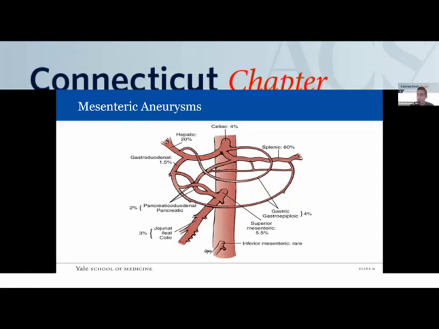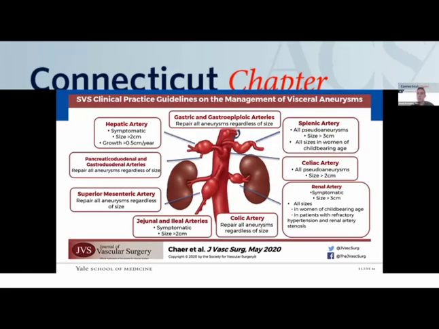Mesenteric aneurysms, for some reason, are well represented on your test. Most commonly, the splenic artery, and in patients who are females in their pregnancy years or able-to-be-pregnant years. So typically, we fix splenic artery aneurysms when they're over 3 centimeters, all pseudoaneurysms, and in all sizes in women of childbearing age. The rest are typically observed, whether or not they have an aneurysm.